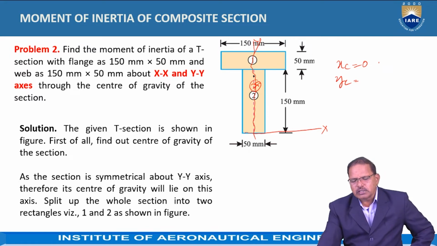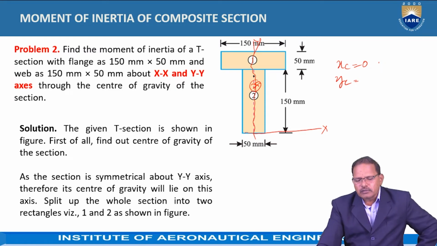So for this problem, it is not required to determine the position of xc now, only yc is required. This is the main difference between the previous problem, that is the L section, and the T section. Now I am reading problem number 2: Find the moment of inertia of a T section with a flange of 150 mm by 50 mm and a web of 150 mm by 50 mm about the x-axis and y-axis through the central gravity of the section.